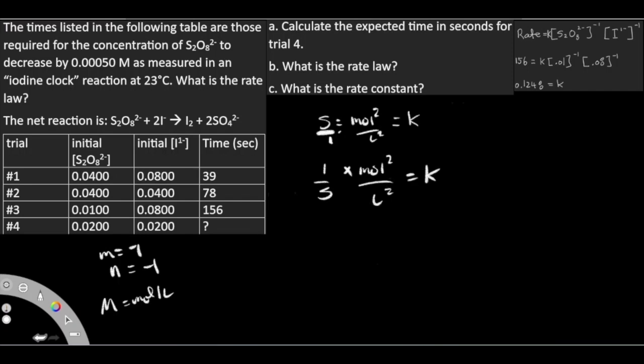Now what are we going to do? Well, this here is the same as s to the -1. This here stays the way it is. I'll just put a little dot there to multiply. So we have moles squared over liters squared. This here is our unit.